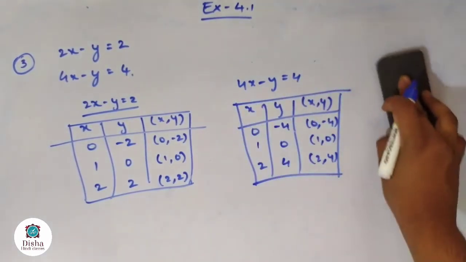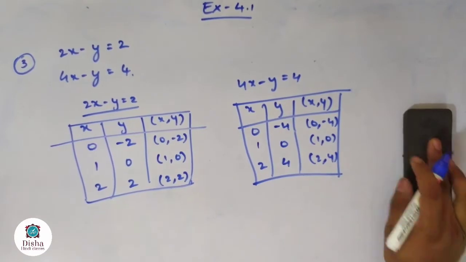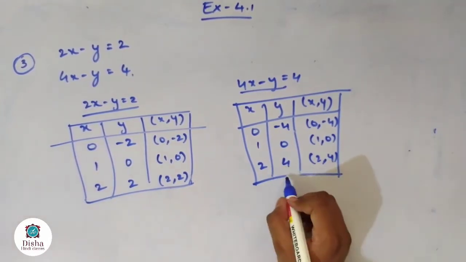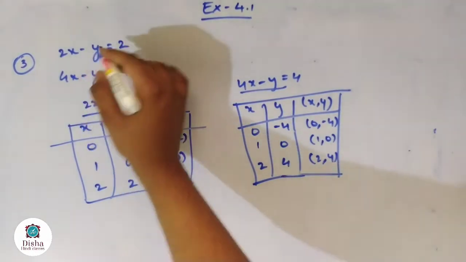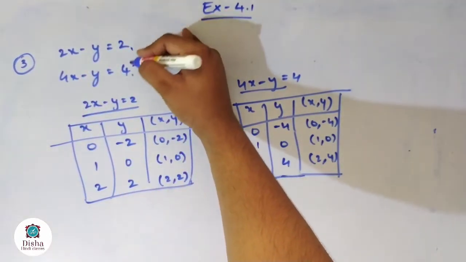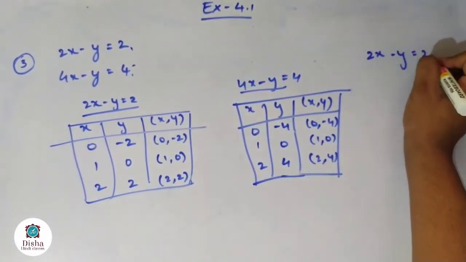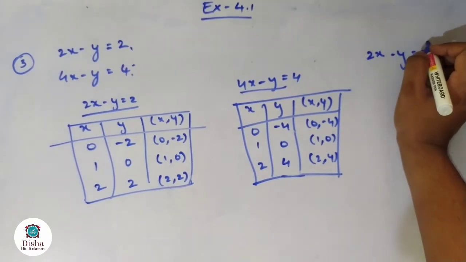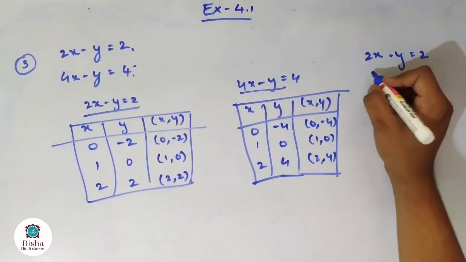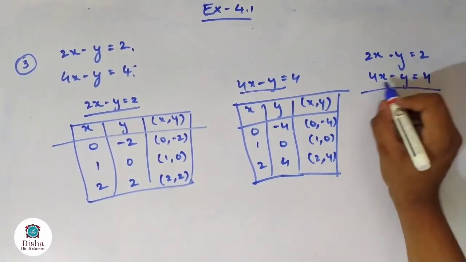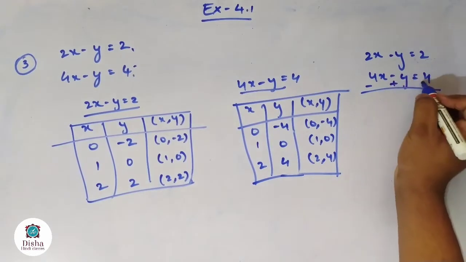Okay. So these are the points that need to be plotted on the graph. So if you don't want points and you want to know the answer easily, if you have confusion in the graph, if you want to verify the answer with the graph, what can you do? You cross multiply them or you solve these two equations. How? 2x minus y equals 2 you have, right? 2x minus y equals 2 you have, and 4x minus y equals 4. So solve them.